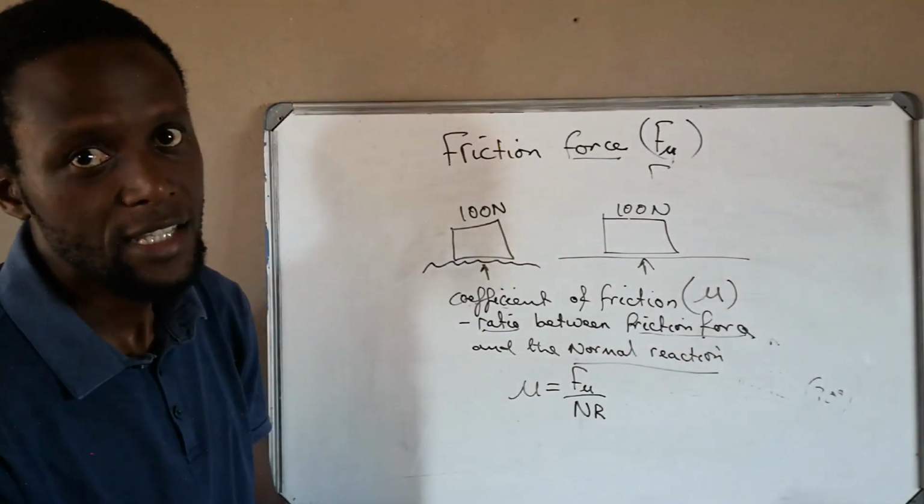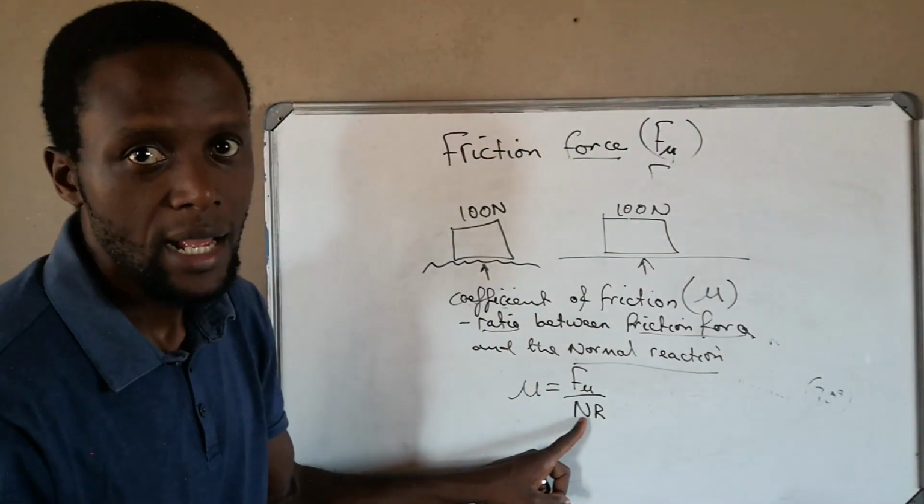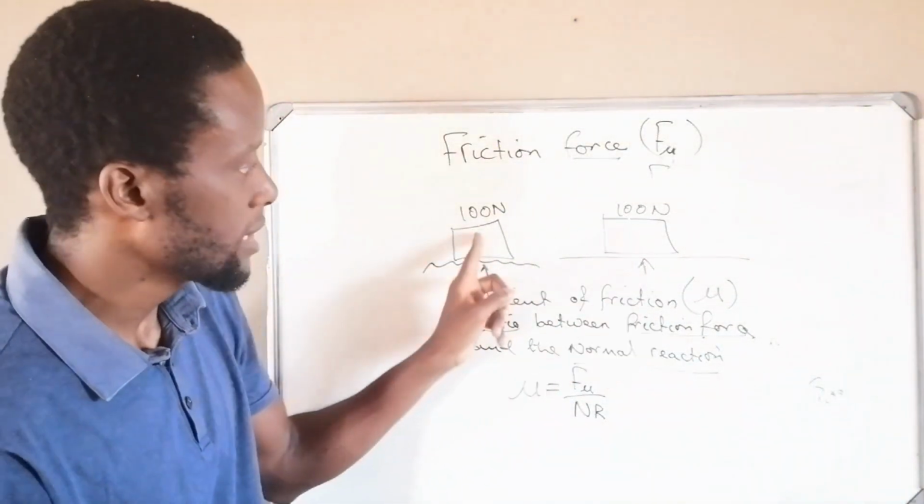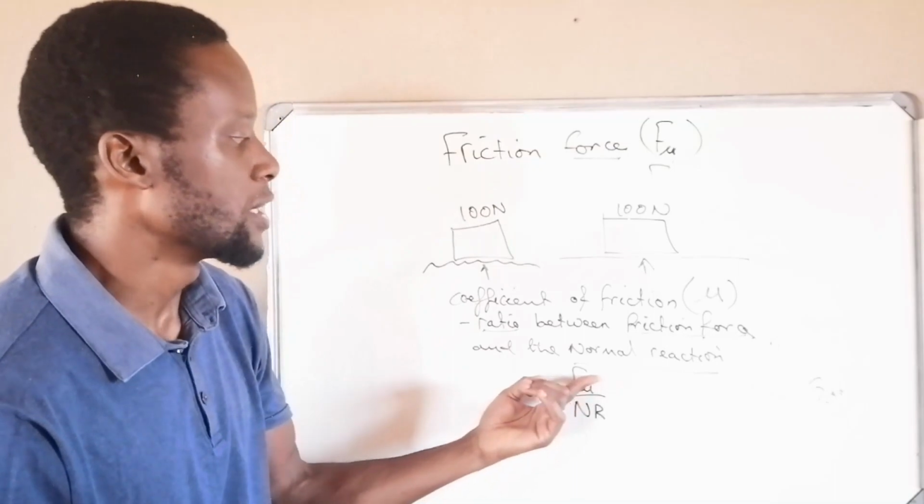So like I said, the normal reaction depends on the surface. If it is on an incline, the normal reaction is the weight cos the angle. In this case, it's the weight. So it will be a ratio.